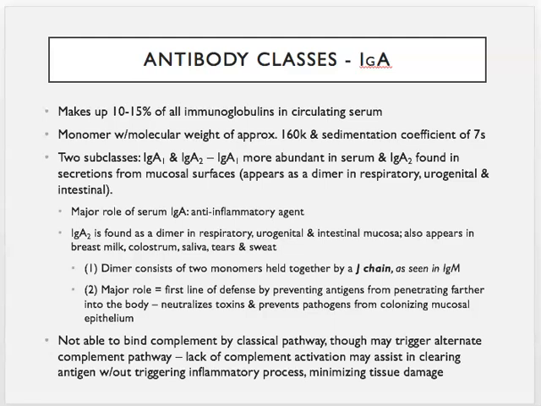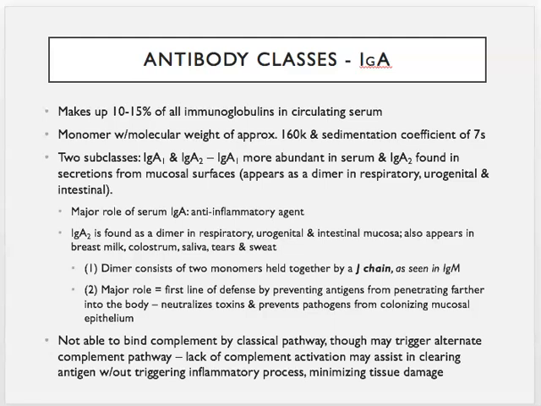The major role of your serum IgA is that it acts as an anti-inflammatory agent. IgA2 is found as a dimer in your respiratory, urogenital, and intestinal mucosa. It can also be found in breast milk, colostrum, saliva, tears, and sweat. That dimer consists of two monomers, since di indicates two, held together by a J chain. It's similar to the J chain that we see in the IgM molecule that's holding all of those single monomers together.